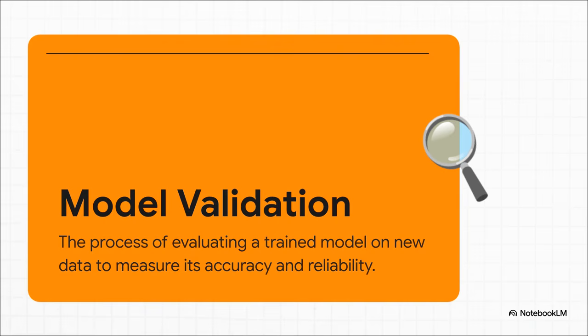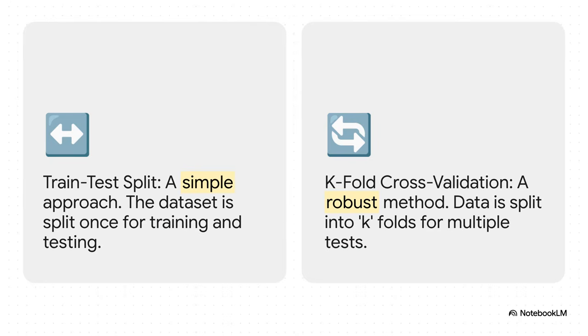The answer is model validation. This is such a critical step. It's where we test our model on data it has never, ever seen before. It's like showing a detective a brand new piece of evidence to see if their theory still holds up. This is how we prove our model can handle the real world, not just the data we use to train it. There are a couple of common ways to do this.